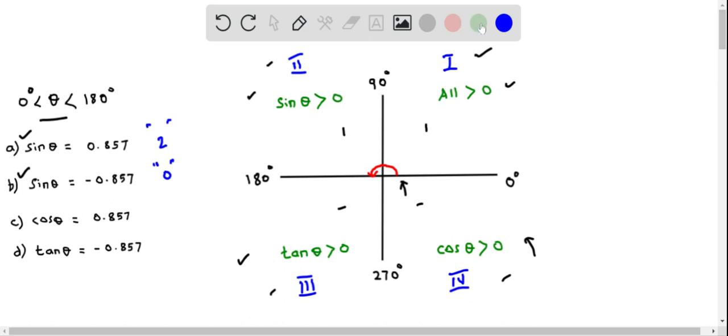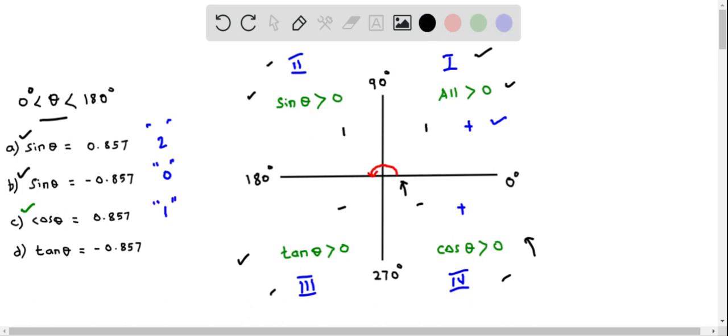And now let's do the other one, that is cos theta equals 0.857. Let's understand in which quadrant cos theta is positive. Cos theta is positive in quadrant 4 as well as in quadrant 1. Since theta is between 0 and 180 degrees, only in the first quadrant is cos theta positive. So we say that this equation has only one solution.